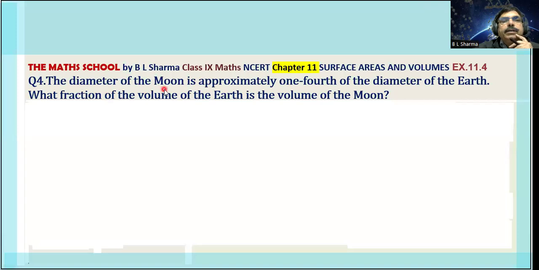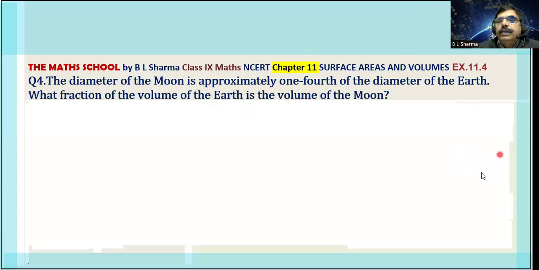The diameter of the moon is approximately 1/4 of the diameter of the Earth. Then what fraction of the volume of the Earth is the volume of the moon? It is given in the question that the diameter of the moon is 1/4 of the diameter of the earth, and we have to find the ratio of the volume of the earth and the volume of the moon.